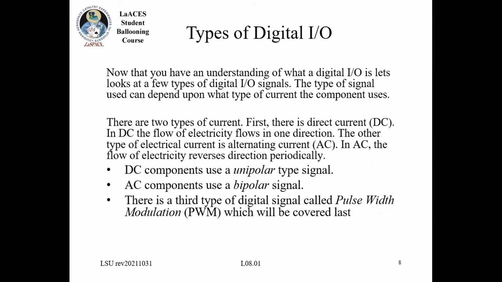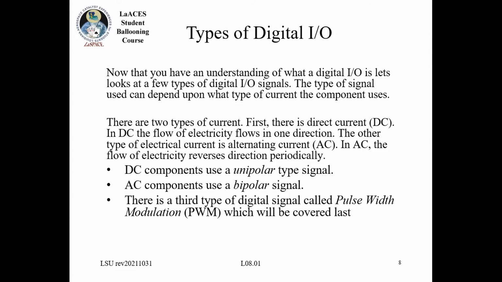So now we're going to talk about a few different types of these digital I/O signals, right? I think we may have covered this back in the early basic electronics, but there's basically two versions of current flow. There's DC, direct current, and AC, right? And the difference is whether or not you have basically only flow in one direction, right?